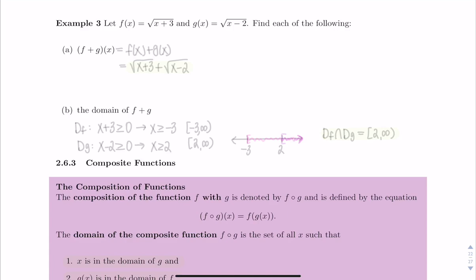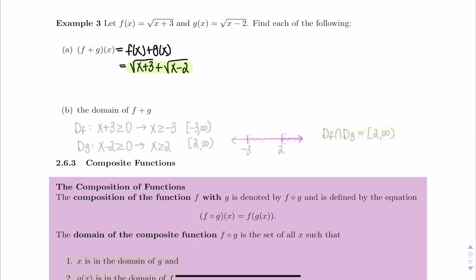So we have (f + g)(x). So this is just f(x) plus g(x). But this is just the square root of x plus 3 plus the square root of x minus 2. Now we can't combine these because the square roots don't look exactly the same.